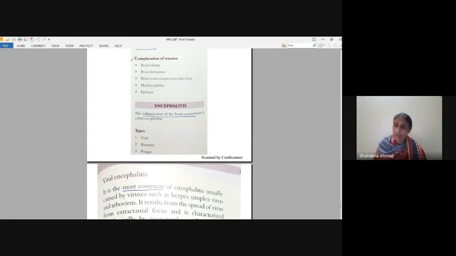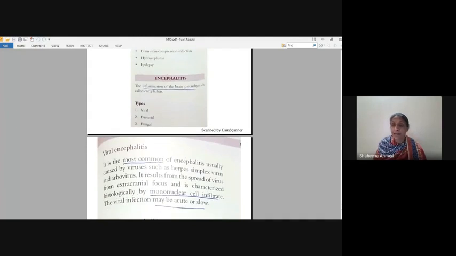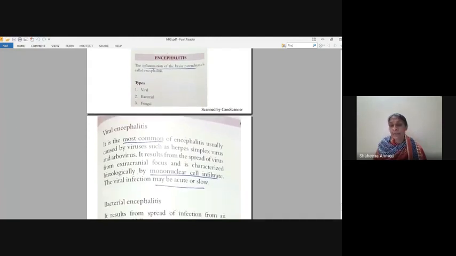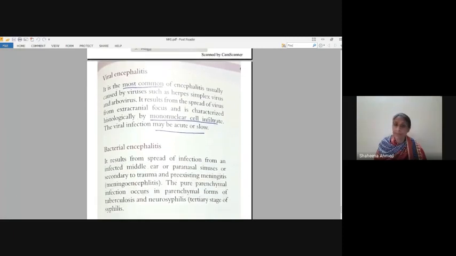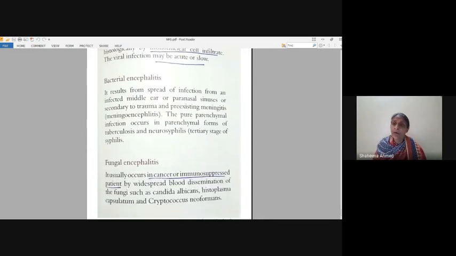Now we come to encephalitis. Encephalitis is inflammation of the brain parenchyma. This can be of three types: viral, bacterial, and fungal. Viral is the most common type of encephalitis that you can encounter, and herpes simplex virus and arbovirus are the two main viruses which cause viral encephalitis. Histologically, you're going to find a mononuclear cell infiltrate, and this infection may be acute or it may be a slow chronic one.